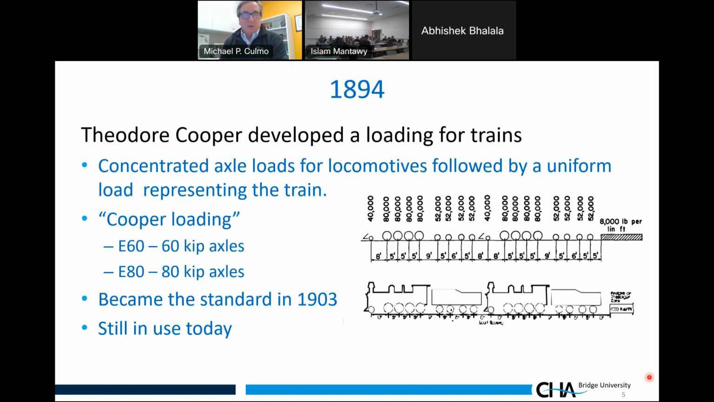An interesting thing about the Cooper loading, it is still in use today. We still design bridges for Cooper loading, even though I haven't seen a steam locomotive in my lifetime. But the railroad industry has found out this is a good loading, even for modern locomotives and modern diesel and electric locomotives. This load works well. So it's still in use today. It became a standard, however, over 120 years ago in 1903.